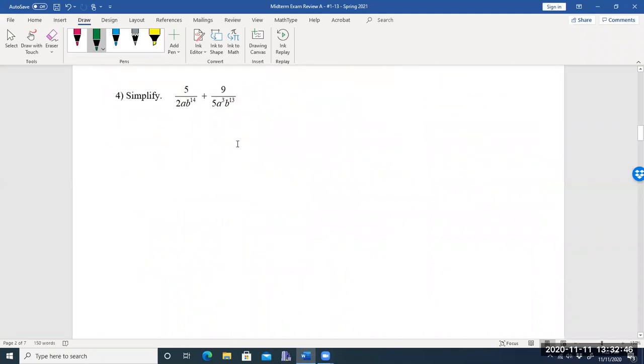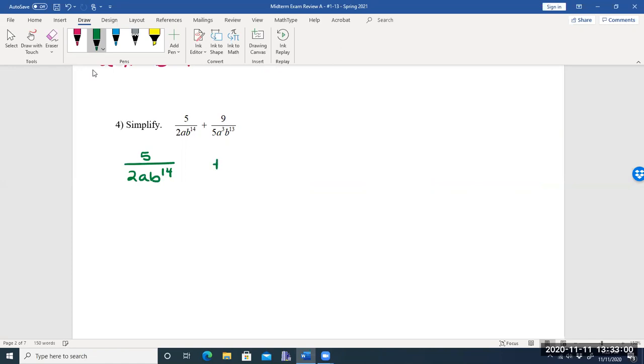Okay, number 4. For number 4, we do need a common denominator. I'm just going to rewrite this and space things out a little bit so I can show what I'm going to multiply by. Unlike number 3, when we were multiplying and did not need a common denominator, when you add or subtract, you do need a common denominator.